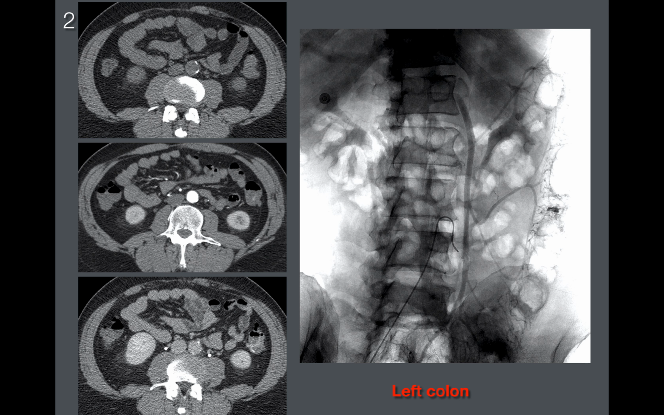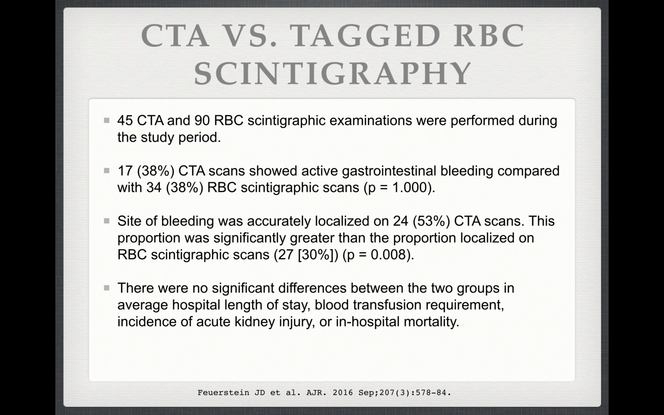Again, I'll go back to the nuclear medicine test, and as we go back, prospectively we have failed to identify it. Now, retrospectively, we see this really faint activity in the left abdomen, which was the bleeding, although, to be honest, again, it was much easier to see on this CTA, and again, we see angiography confirming the source of the bleeding.